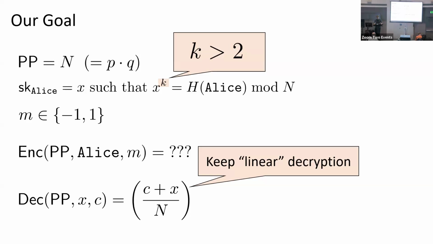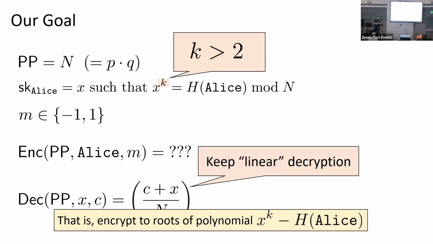Okay, so what is our goal today? Our goal is to try to generalize this. We want secret keys that, rather than being square roots, are cube roots, fifth roots, whatever, something more than just square roots. I don't know what encryption is going to look like, but we still want decryption to have this nice form, where you take the ciphertext, add your secret key, and then compute the Jacobi symbol. So this is our goal. More generally, we would want to encrypt to roots of arbitrary degree k polynomials, and I'm choosing the particular set of polynomials that are x to the k minus h of s.